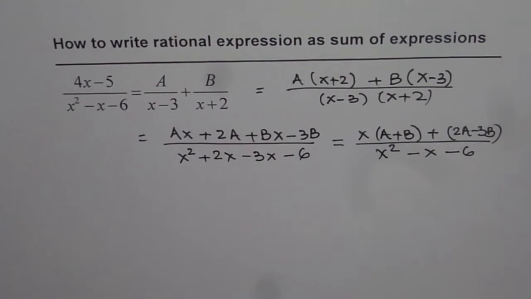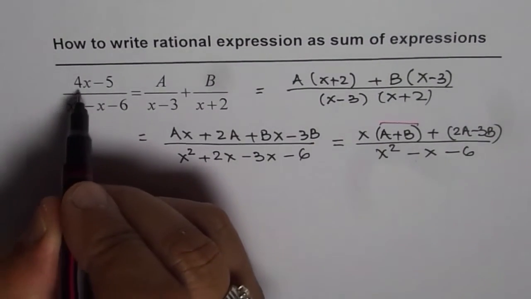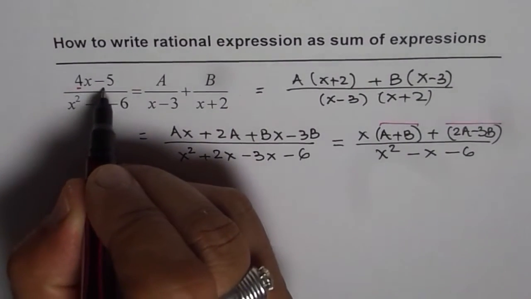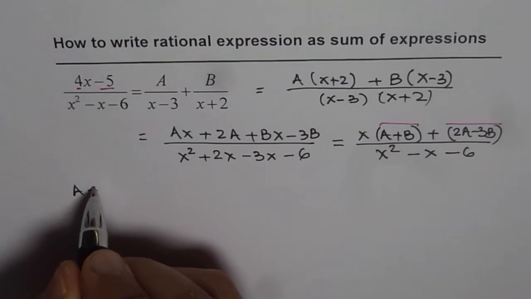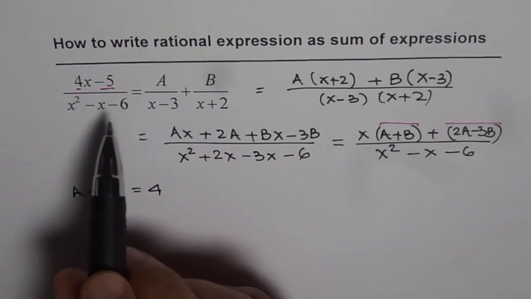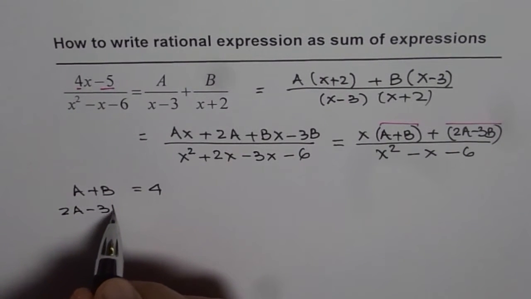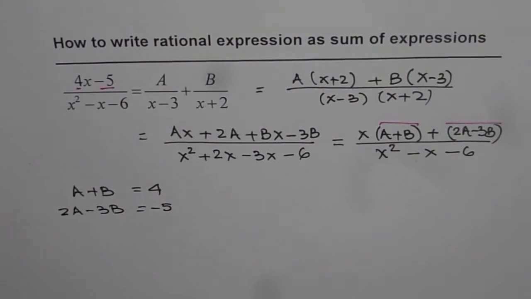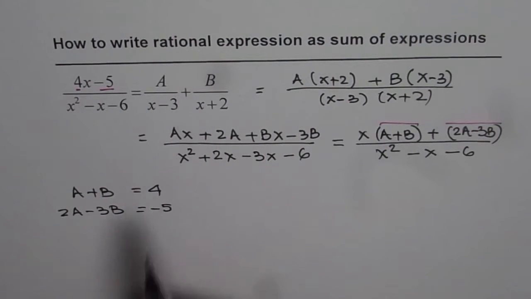So what I'm trying to say here is that the coefficient of x is a + b, that should be equal to 4, is it okay? And the constant term is 2a - 3b, that should be equal to -5. So that gives us two equations. We have a + b = 4, comparing the coefficients, right? And 2a - 3b = -5. Two equations and two unknowns, we can always solve them, right?